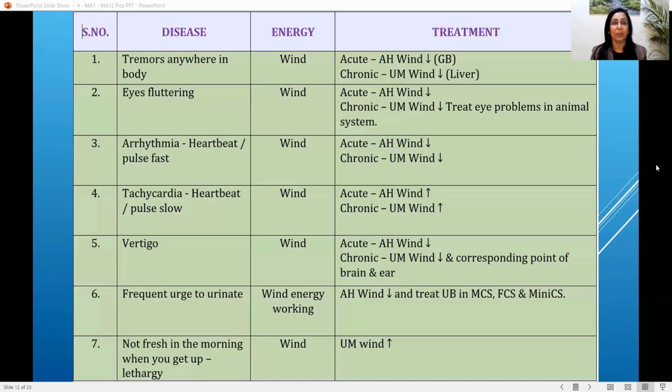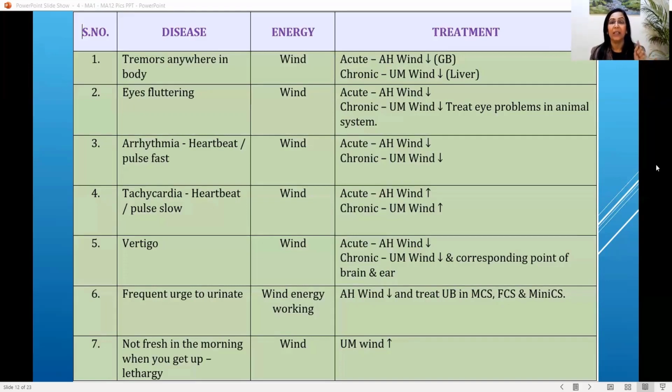Okay, the third is arrhythmia, which is when the heartbeat, the pulse, is very fast. Again, that is a case of movement because the heart is beating very fast. So we will treat it according to wind energy. For an acute problem which has just occurred, wind sedation, and for chronic problems, wind sedation. Wind sedation on the gallbladder meridian, wind sedation on the liver meridian.